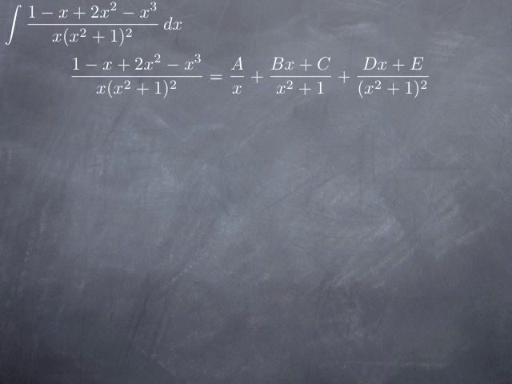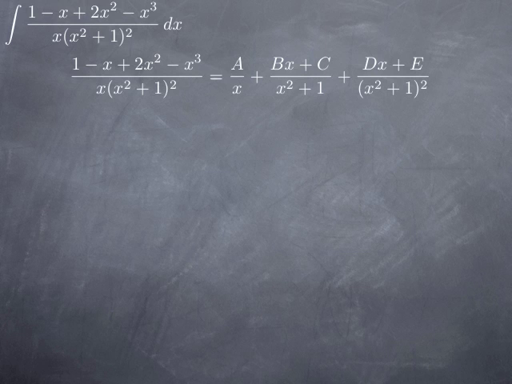In this case, the factored form contains one non-repeated linear factor, x, and to this corresponds a over x. Then we have one irreducible quadratic factor, x squared plus 1, that is repeated twice. So we get two partial fractions, bx plus c over x squared plus 1 and dx plus e over x squared plus 1 squared, one for each power of x squared plus 1 from 1 to 2.